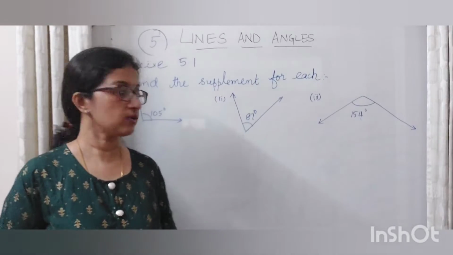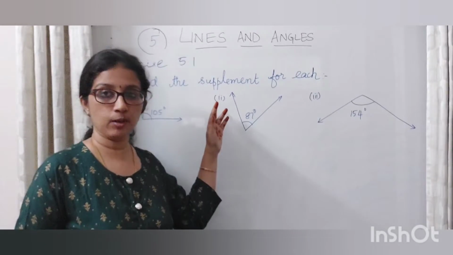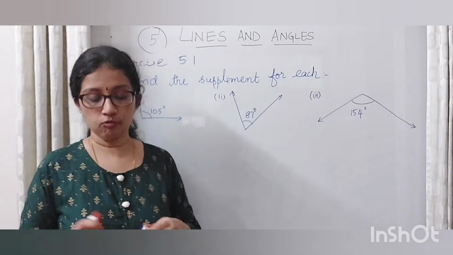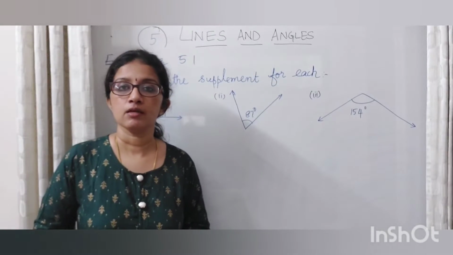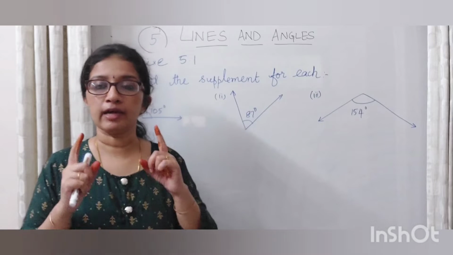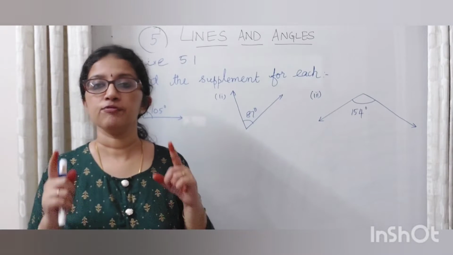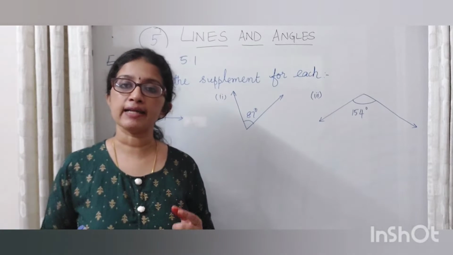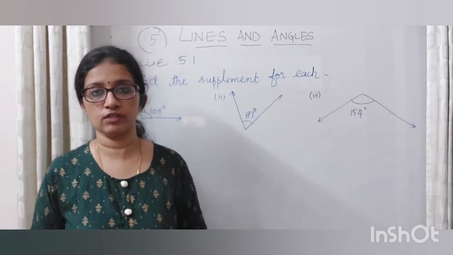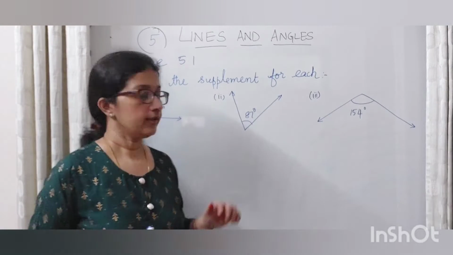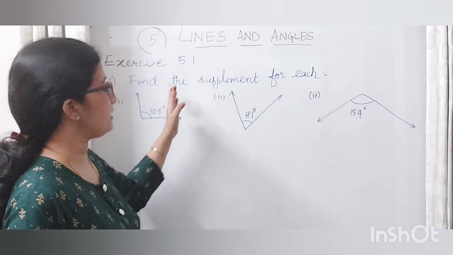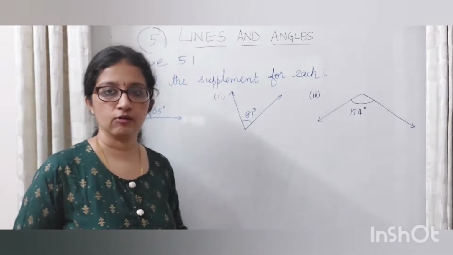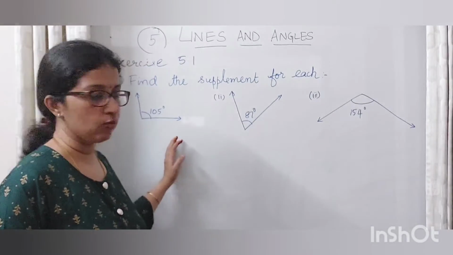Now let's move into our second problem. The second problem is find the supplement for each of the following angles. What do you mean by supplements? When you add any two angles, if the sum is equivalent to 180 degrees, the two angles are said to be supplements of each other. They have asked, find the supplement for each of the following angles, and they have given three angles. Let's take one by one.